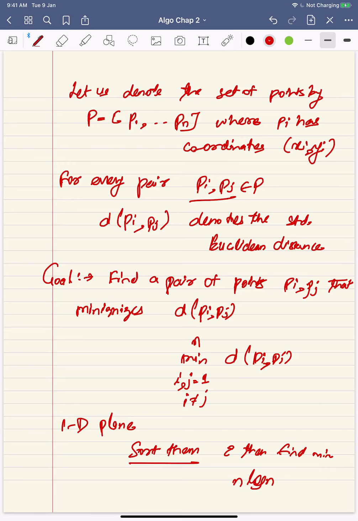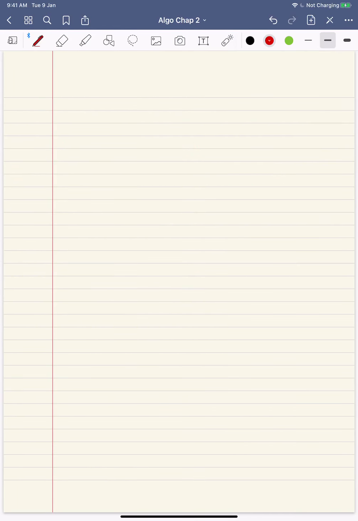Now, can you do something similar in a 2D plane? The idea would be similar. You will have to use sorting. So again, you have a plane, and let's say you have points. I'm not marking the boundary, but you have points. Let's think about divide and conquer.